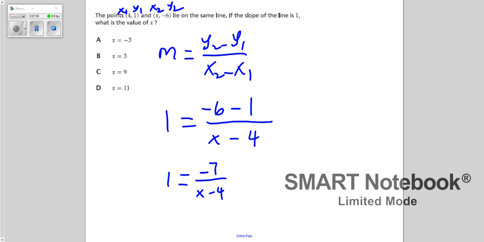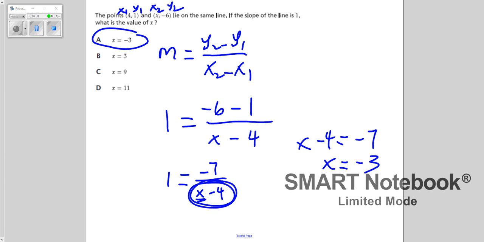So in order for this side to be equal to 1, the numerator and the denominator have to be the same thing, meaning this has to be negative 7. So what value of x will make that negative 7? Now I only have 4 choices, so I can just take turns plugging them in, or I can just make an equation, x minus 4 equals negative 7. And when I solve that, I get x equals negative 3.